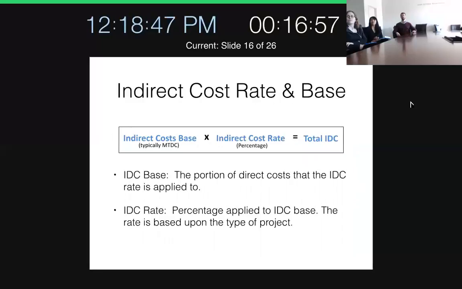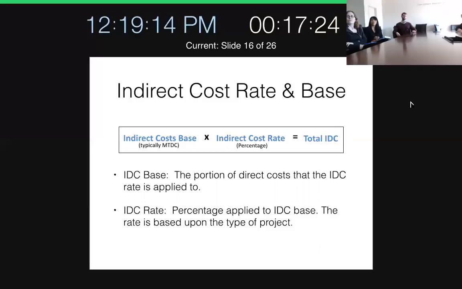So just some basics from the budget side. We have an IDC rate and also an IDC base. I think a lot of people tend to focus on the rate. Are we looking at getting 53.5 for an on-campus research project? Are we dealing with a sponsor who's limiting that rate to a lower amount? But there's also the actual base, which is essentially the base that we apply that rate to.